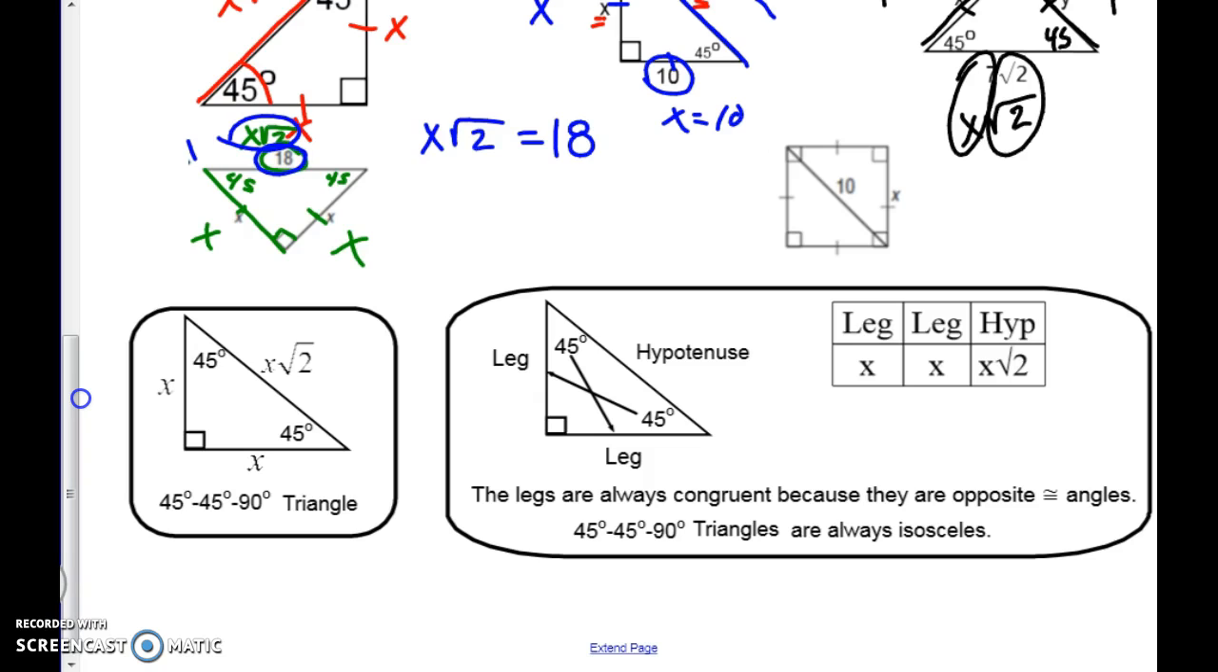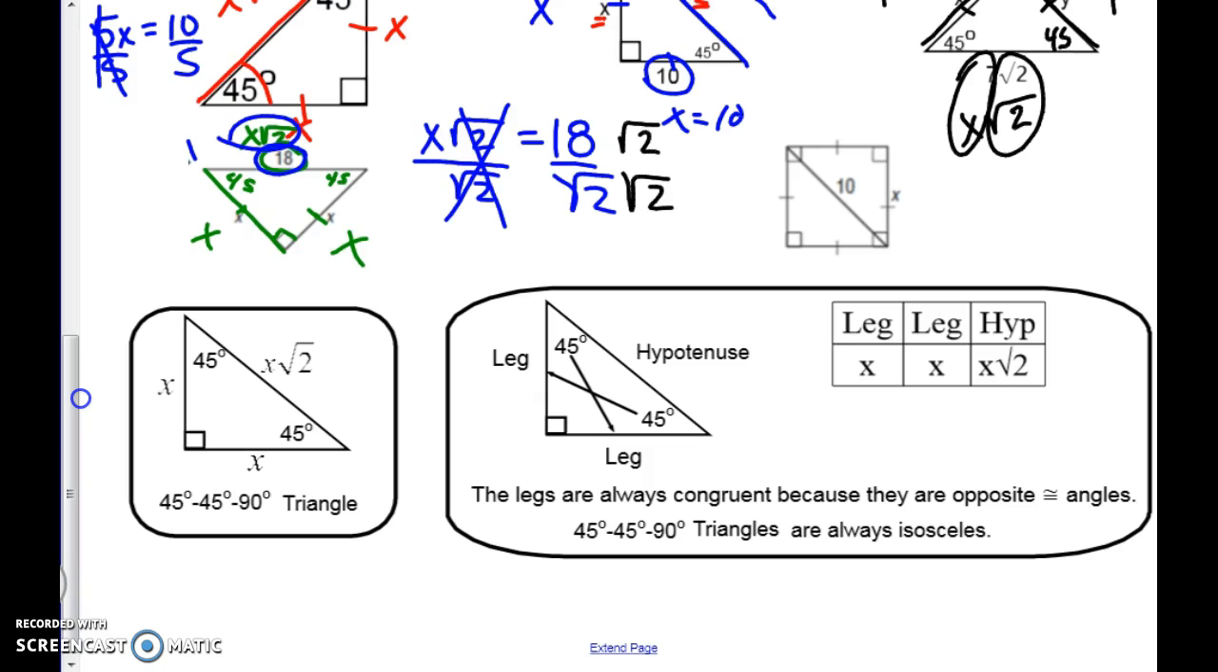Side note real quick. If I told you 5x is equal to 10, what would you do? Divide by 5, right? And the 5's cancel out? Same thing right here. This is x times something, and you would divide. So here I'm going to divide by a square root of 2 on both sides. That means this cancels out. Does that now look like what you just did on your quiz? Yep. So what would I do with that to solve it? Multiply by radical 2. Everybody with me?